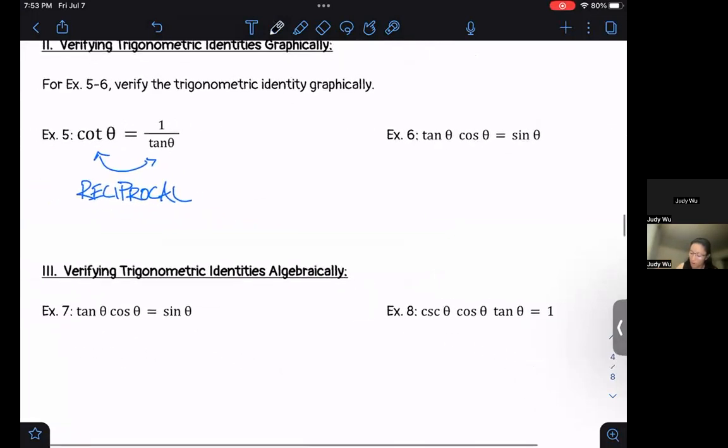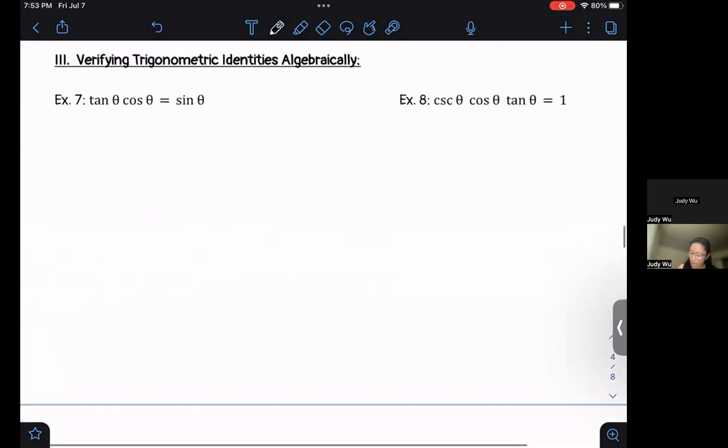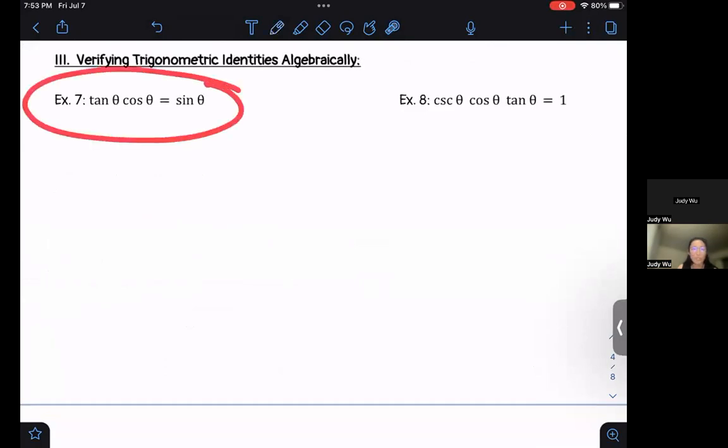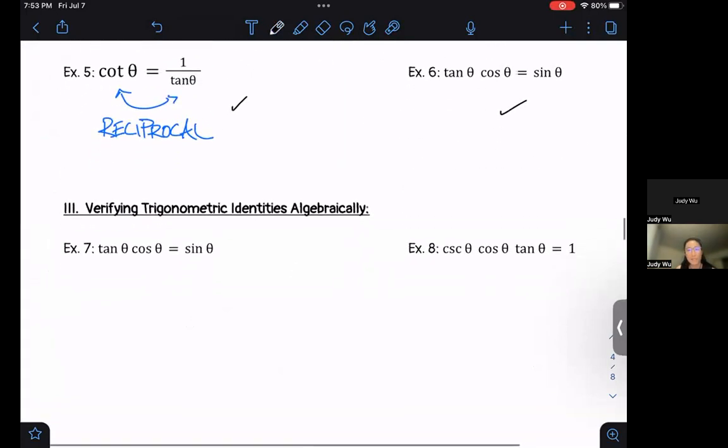So we've graphed these two, we have verified them. Let's move on to what it means to verify algebraically. And in fact, with example 7, you'll notice we have the exact same example that we did before. This is exactly example 6. But now I want us to do it without using Desmos to show that the two sides are the same. I actually just want us to go ahead and use the identities we've learned to verify.